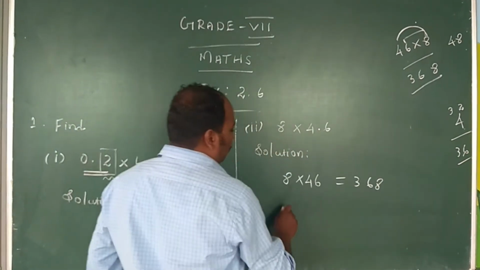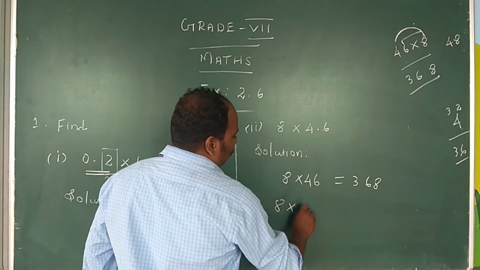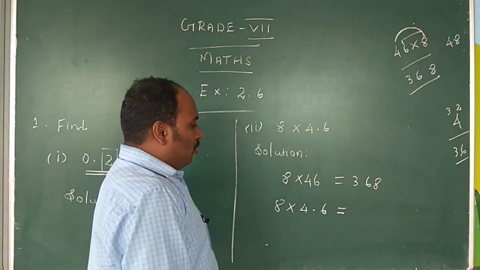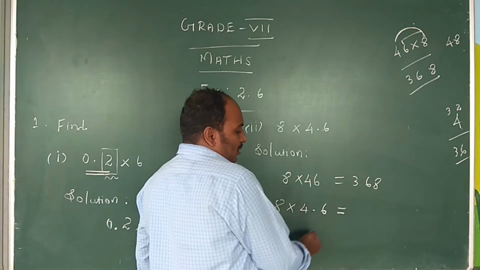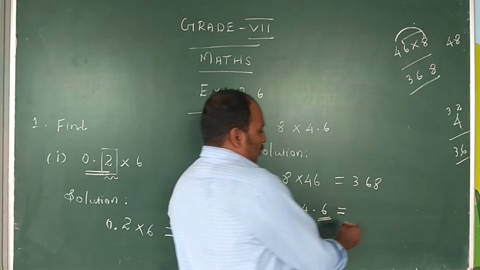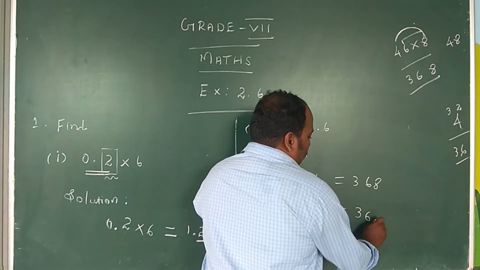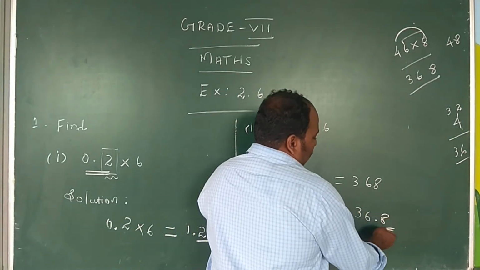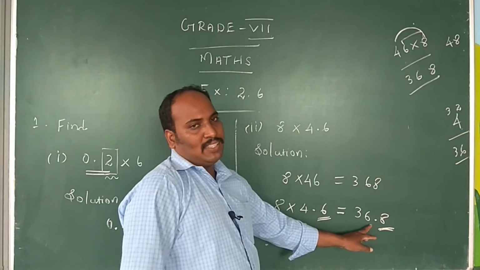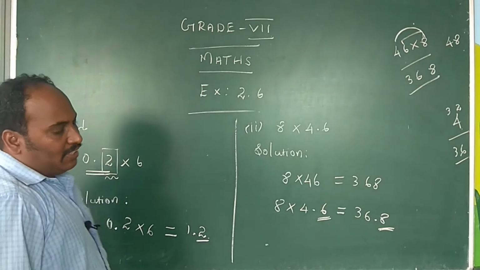But we want 8 into 4.6, not 46. So count the decimal places. Here 1 decimal place is there, so 36.8. Before 1 digit, we take the decimal. The next one.